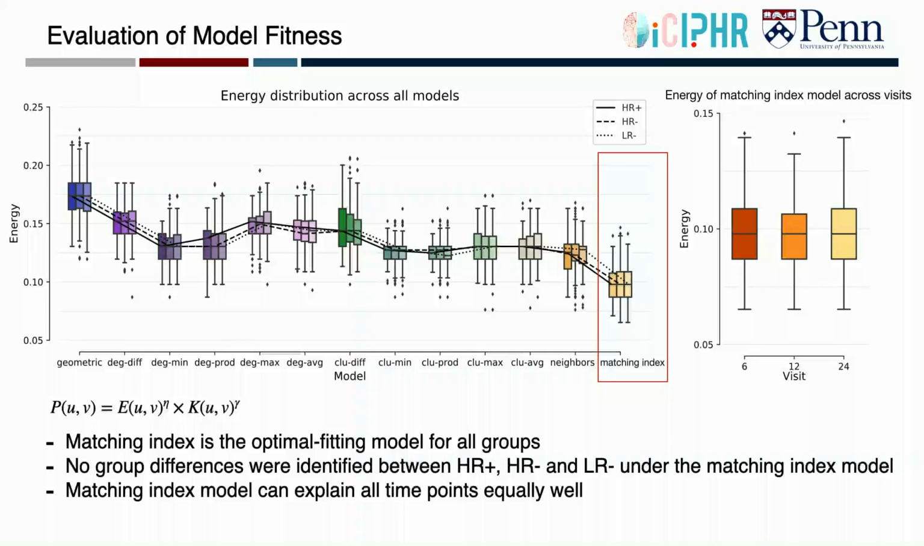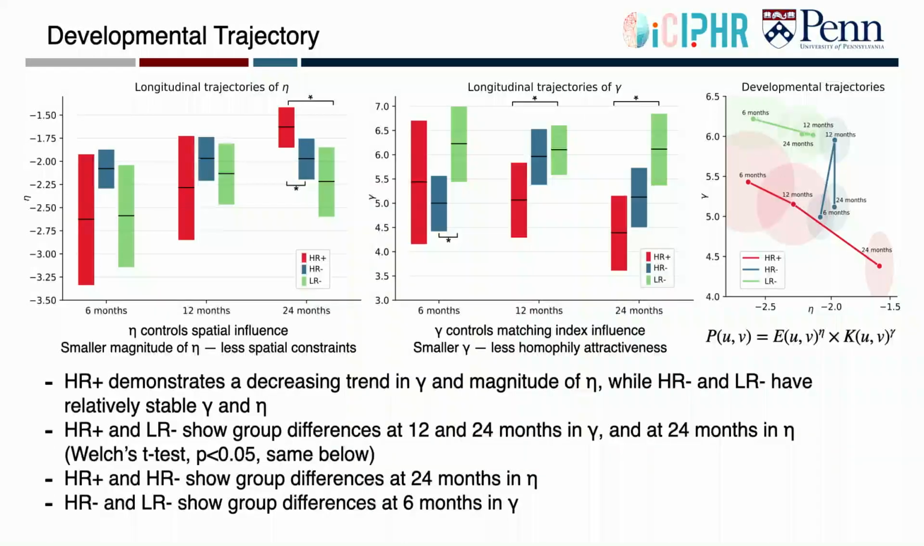And we can use a single model, the matching index model, to explain all the time points, all risks, and diagnosis groups equally well. So next, we analyzed the longitudinal trajectories of the model parameters in different groups. We found that HR positive has a decreasing trend in gamma and also the magnitude of eta, while HR negative and LR negative have relatively stable gamma and eta.